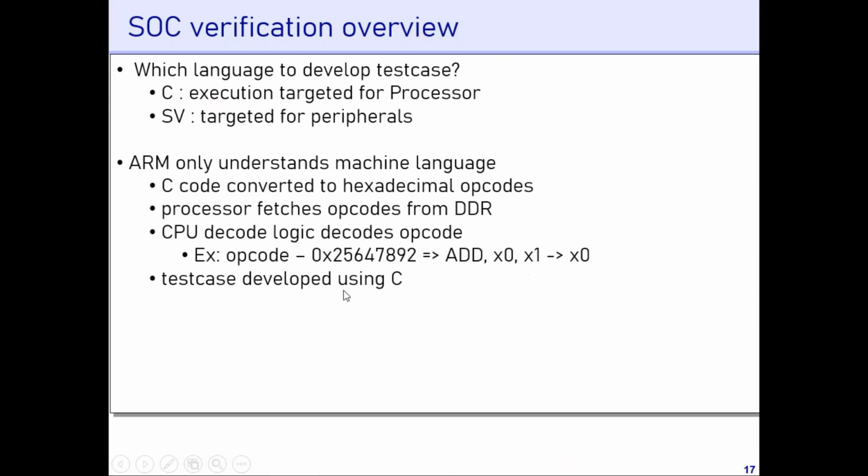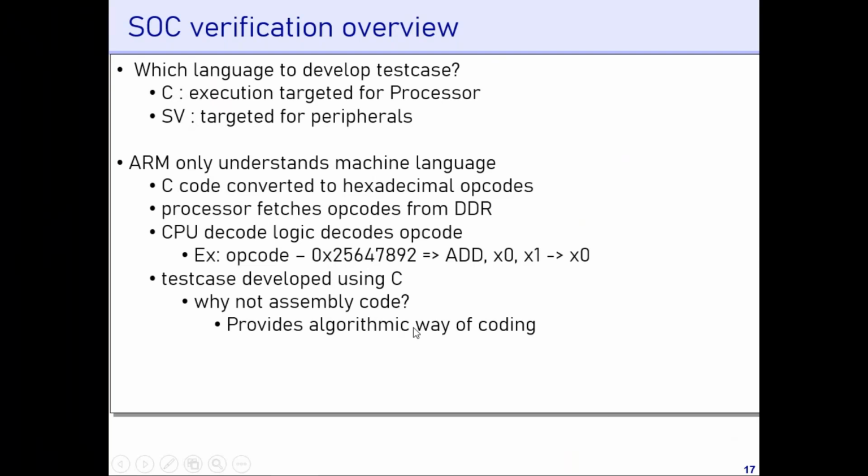The test case will be developed using C. Why not assembly code? I have already explained, because the C style of coding provides an algorithmic way of coding. Whatever register writes and reads, memory writes and reads you want to do, you can do in a more algorithmic manner rather than working at the instruction level. This can be reused for other processors. Whatever you develop in C language can be used for different processors, whereas whatever assembly instructions we develop will be particular to that processor only.